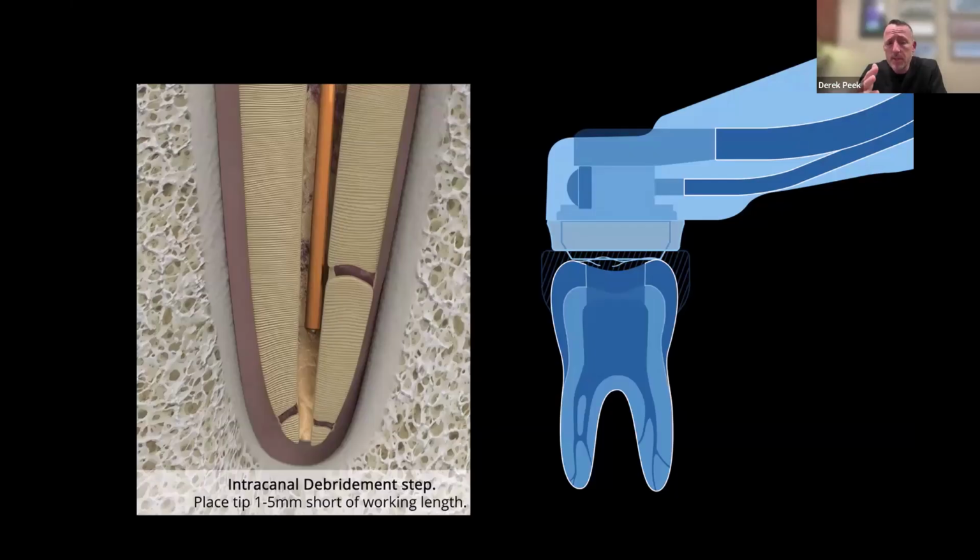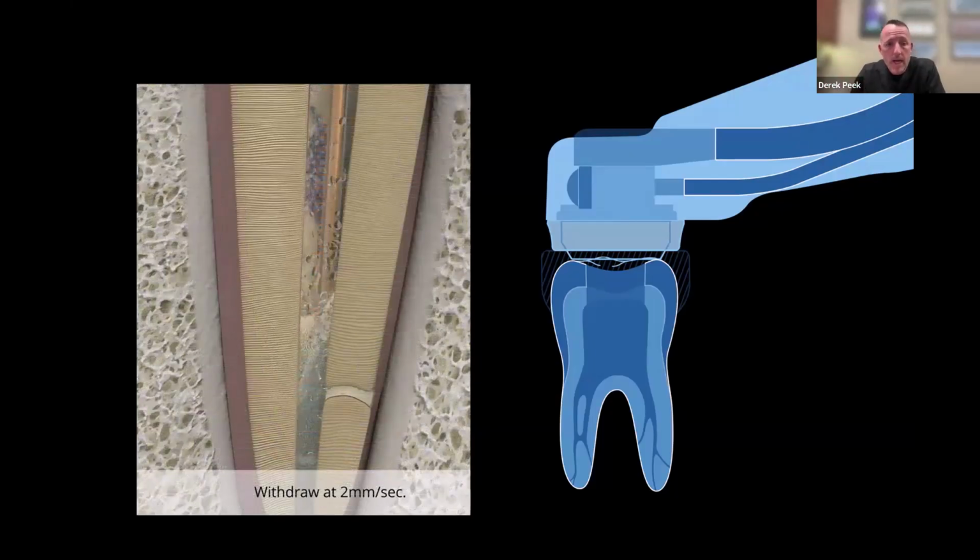Versus my difficulty with the lasers was you still had to put it down the canal. You had to get it within 1 to 5 millimeters of working length. Those aren't tiny. You have to do some sort of instrumentation in there. And then you got to withdraw it at 2 millimeters a second. I don't know that I've ever timed myself on how I would draw things out of a canal, but there is a certain technique to doing that.